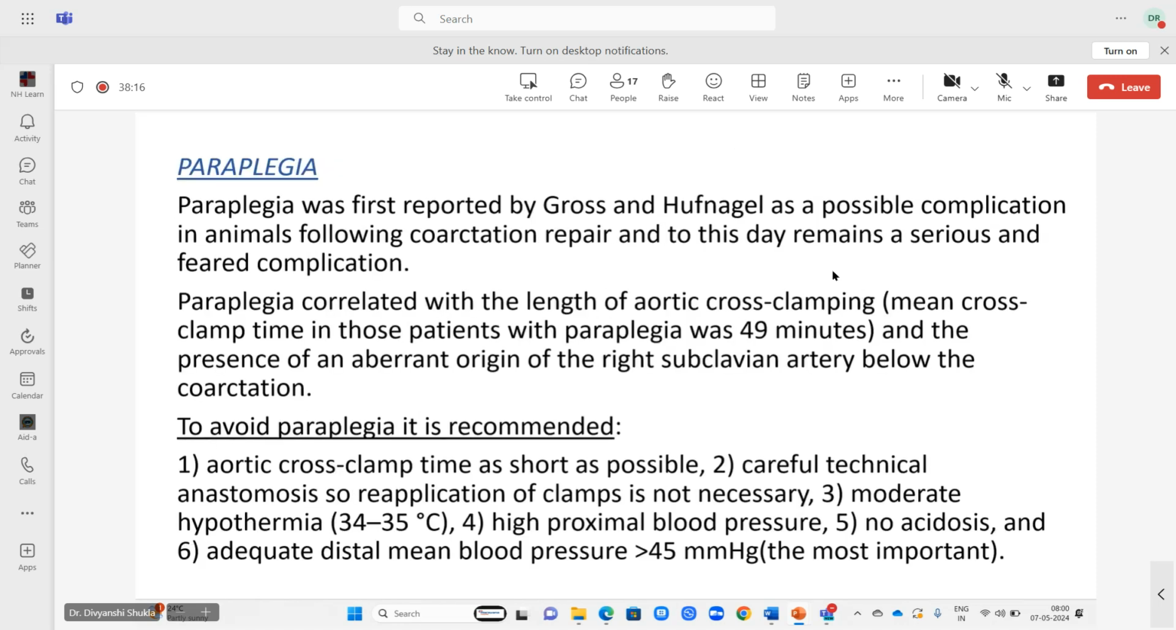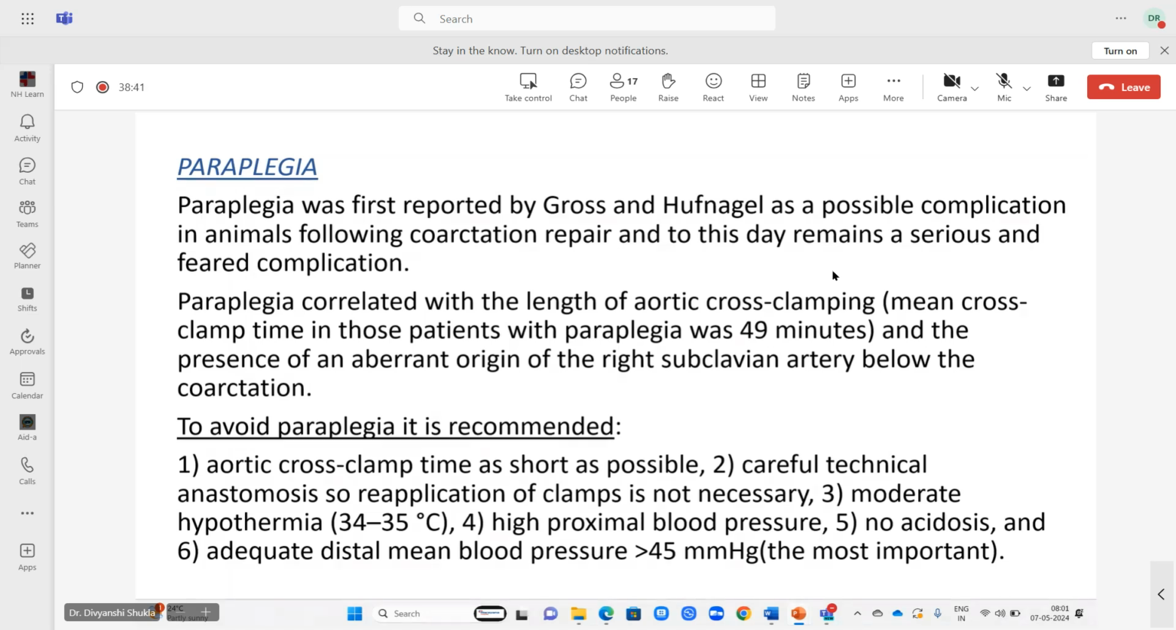The next complication is paraplegia, which was first reported by Gross and Hufnagel as a possible complication in animals following coarctation repair, and to this day remains a serious and feared complication. Paraplegia correlated with the length of aortic cross-clamping. Mean cross-clamp time in those patients with paraplegia was 49 minutes, and the presence of aberrant origin of the right subclavian artery below the coarctation.